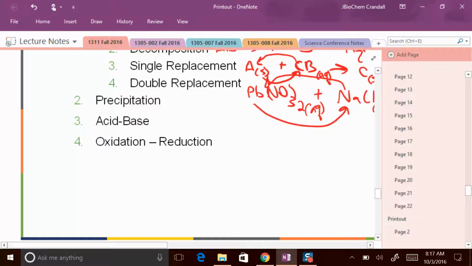But also single replacement can have precipitates. Just a different one. Okay? Acid-base reactions. Acid and base reactions occur with the transfer of hydrogens. H+.